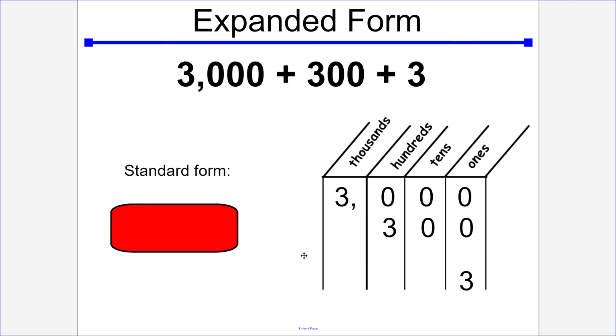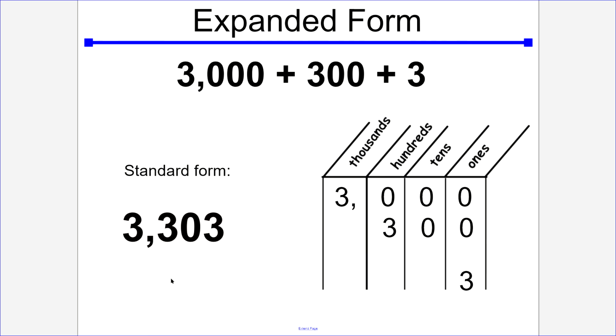When I go to write this number in standard form, I'm going to remember that there should be 4 digits because it's a thousands number, so it'll have 4 place values: thousands, hundreds, tens, and ones. I'm going to write this in standard form with 3 thousands, 3 hundreds, no tens, and 3 ones. The standard form of 3,000 plus 300 plus 3 is 3,303. Thank you, 3rd grade, for practicing writing numbers in expanded form with me today.